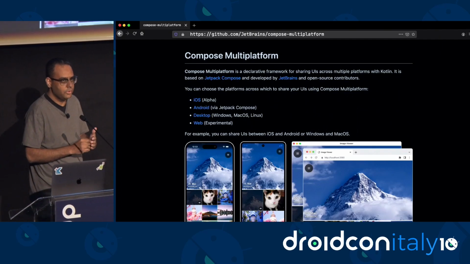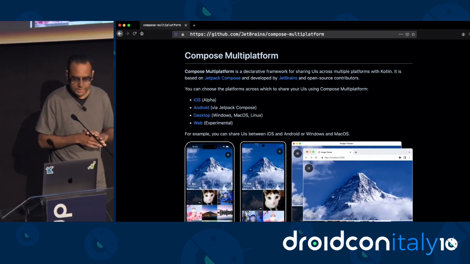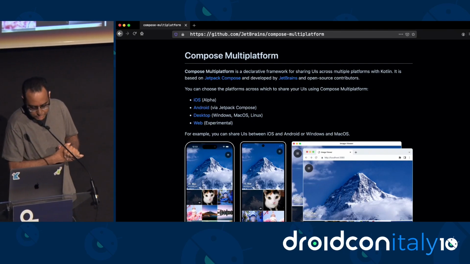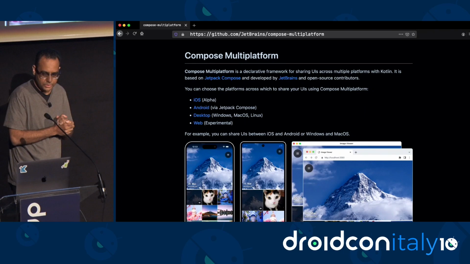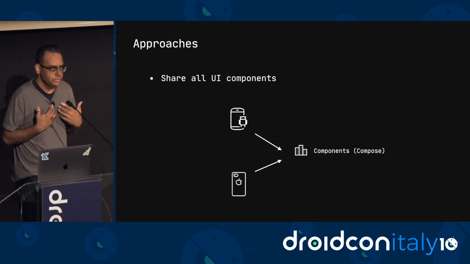Compose Multiplatform is a library by JetBrains. It has alpha support for iOS, experimental web support, and Android and desktop support. There are two approaches you could take to use KMM.